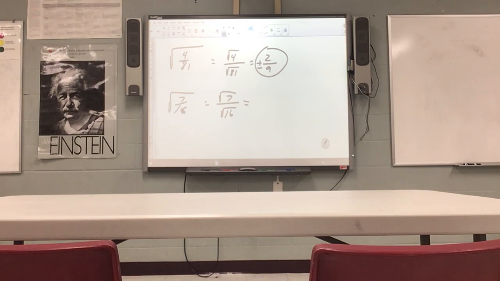Okay, 7, is that on the right side of your list? Is 7 a perfect square? No. Is there a perfect square other than 1 that'll go evenly into it? Can I break it down? No. 4 won't go evenly into it, and that's the only one smaller than it, right? So that's just going to stay like it is.